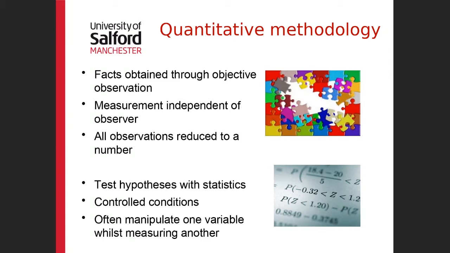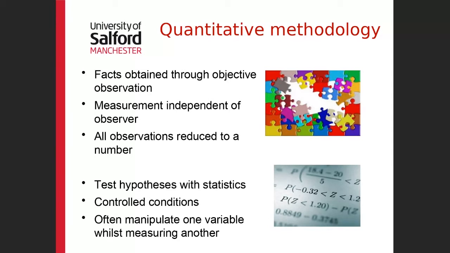So a key aspect of quantitative methodology is that facts are obtained through objective observation, and that the measurement has to be independently done by an observer. What do we mean by that? Well, if two people do exactly the same experiment at completely different laboratories, in different parts of the world, we would expect the results to be exactly the same. We would expect an objective measurement. It's not influenced by that particular individual, the person who's taking the measurement.